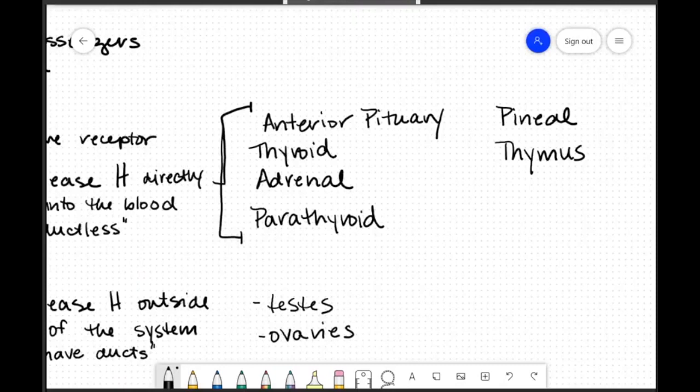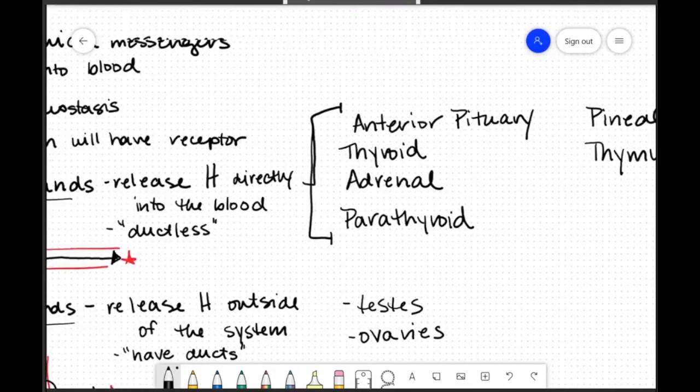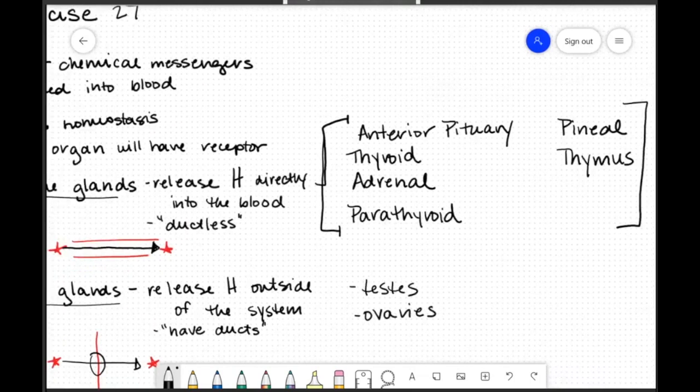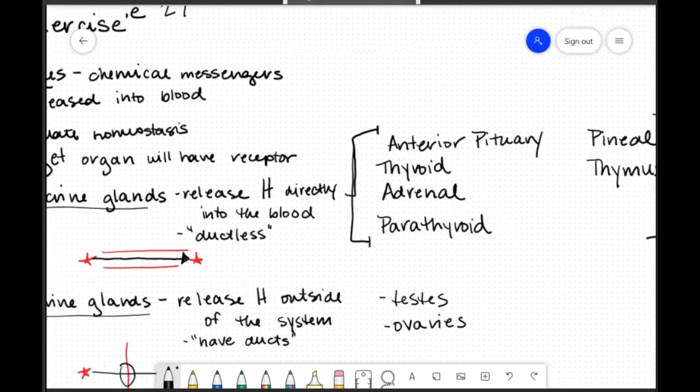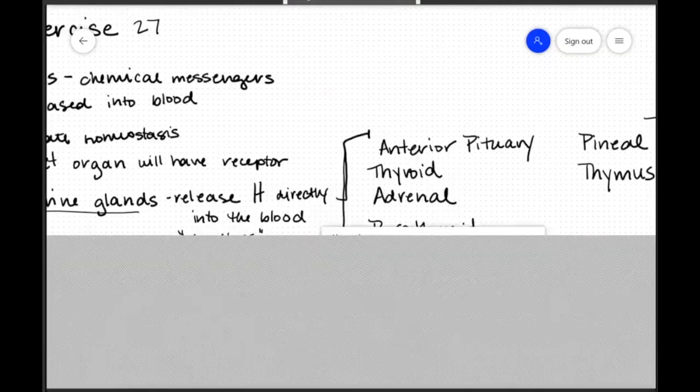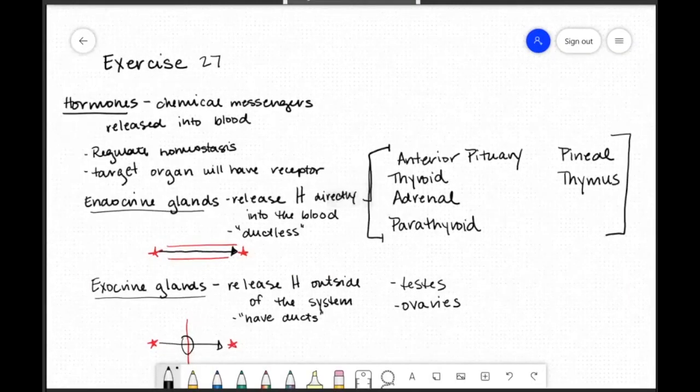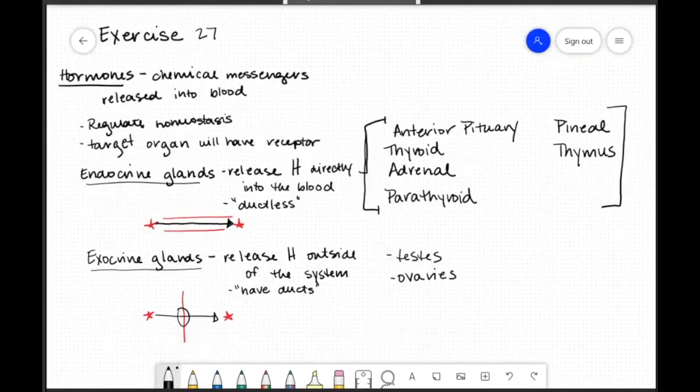What's interesting about these endocrine glands is that all of these six organs right here produce the hormone and release it directly into the blood supply, whereas exocrine glands release it outside of the system. So the endocrine glands are the anterior pituitary, thyroid, adrenal, parathyroid, pineal, and thymus. We're going to talk about the hormones that are produced and released by each of those glands.